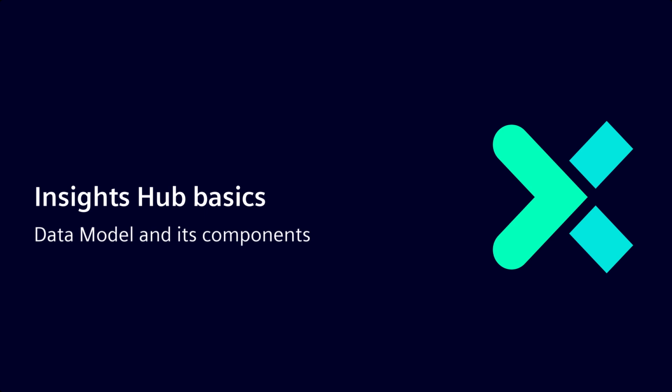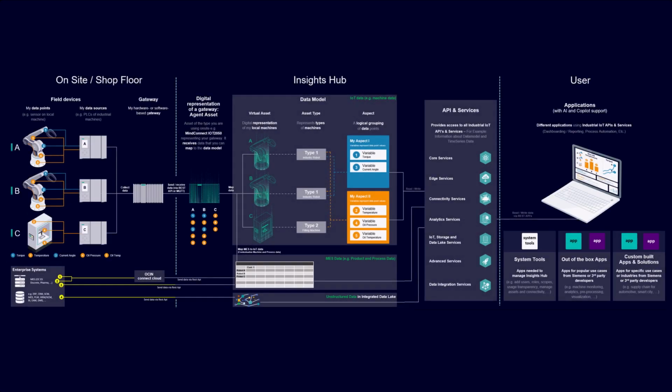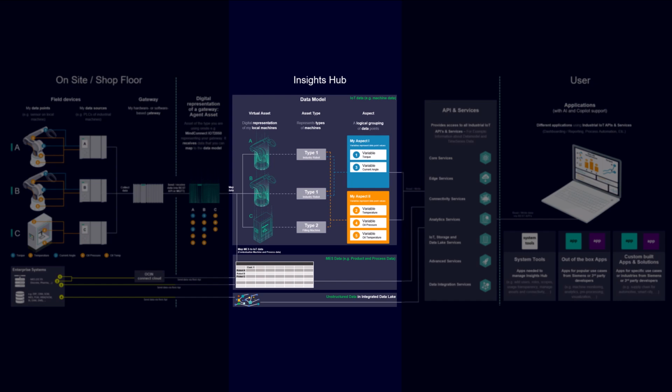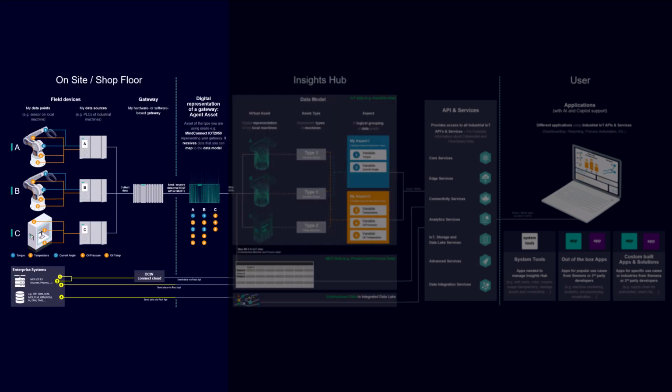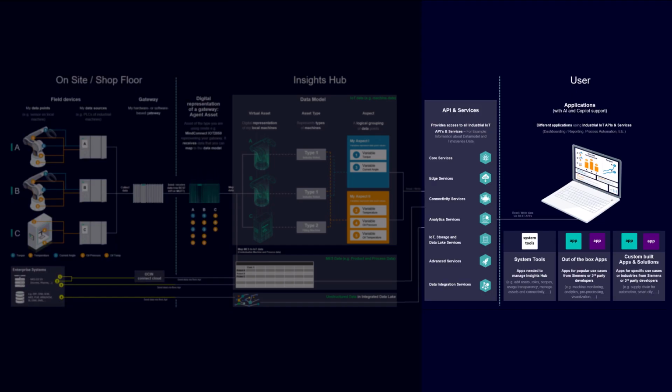This video explains the Insights Hub data model, showcasing how its various components provide a powerful and reusable framework for modeling and organizing complex industrial data. Starting from the end-to-end data flow overview, you can see the data model in the middle, which serves as the connecting element that links the connectivity layer with the API and application layer.